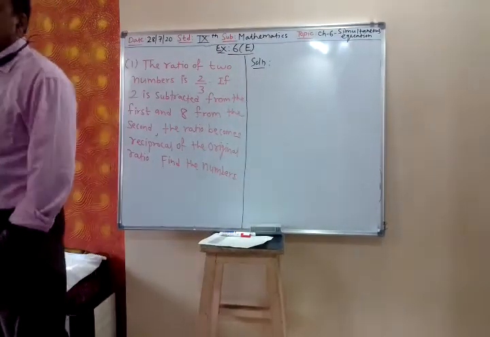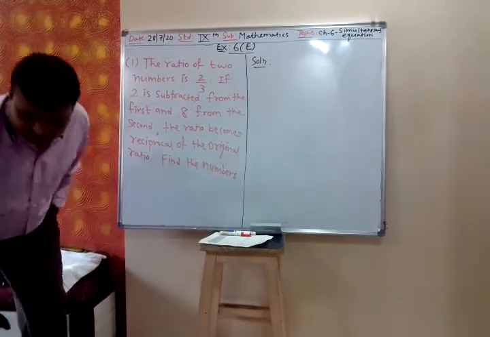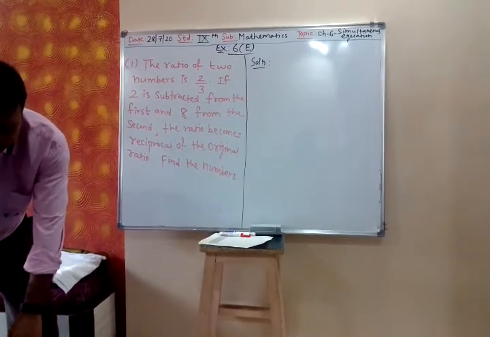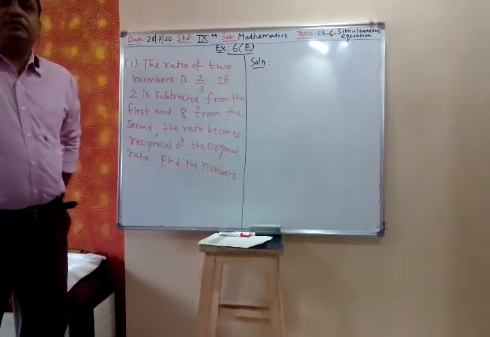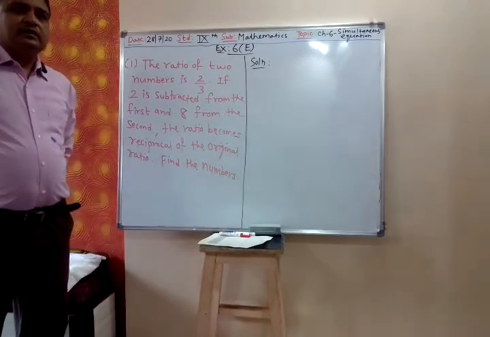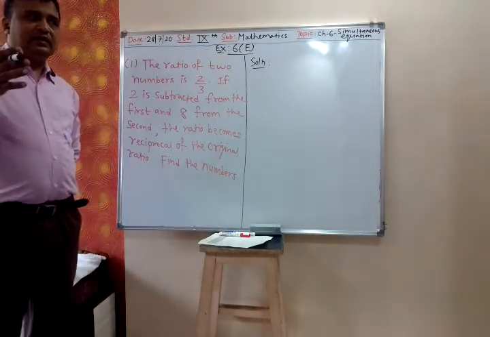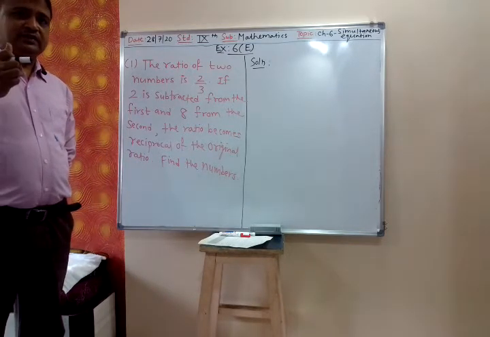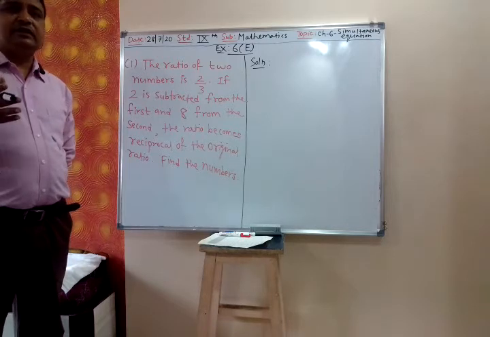Now see, in this simultaneous linear equation, we have to solve the system of equations using three methods. First was the substitution method. Second was the equating coefficient method, and third was the cross multiplication method. So those three methods are important. One question will definitely come: solve the system of linear equations using any of the methods.